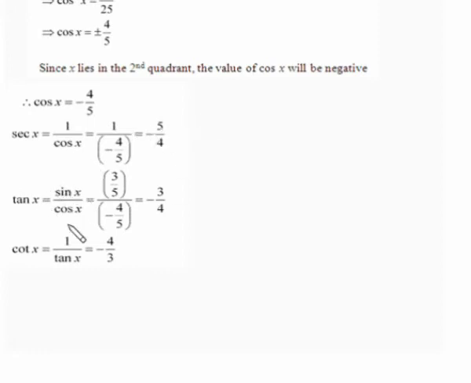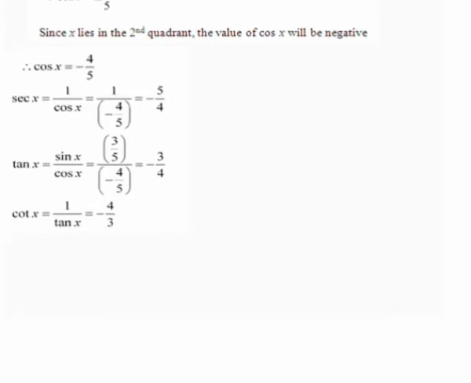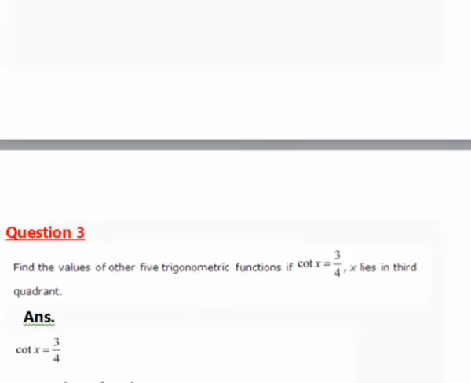Tan x, similarly sin x by cos x, we get minus 3 by 4, and cot x is equal to 1 by tan x, minus 3 by 4. By this way we solve the questions.